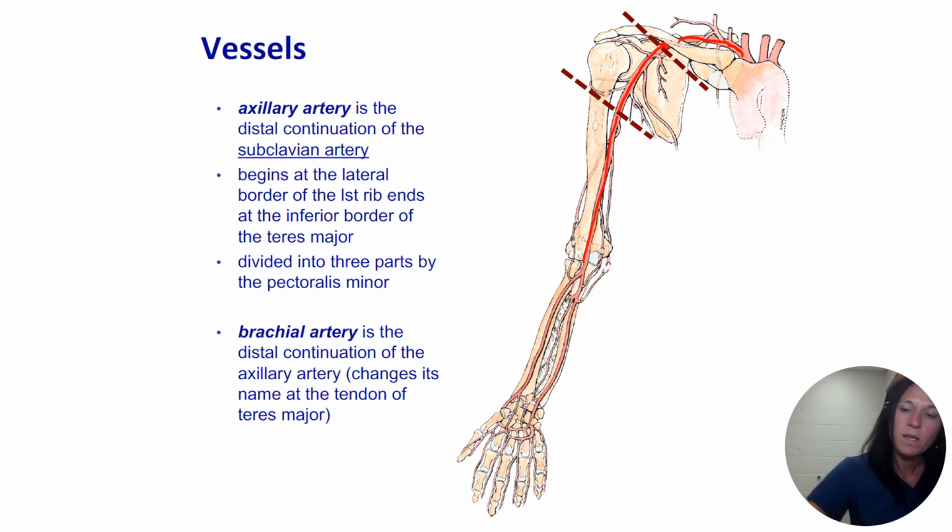After or distal to the inferior border of teres major, it's going to change names again and become the brachial artery. Now, the axillary artery can be divided into 3 parts, and those 3 parts are going to be relative to the position of pectoralis minor.